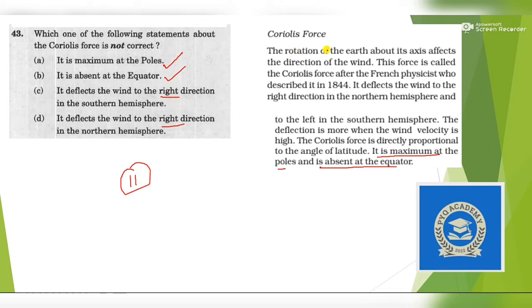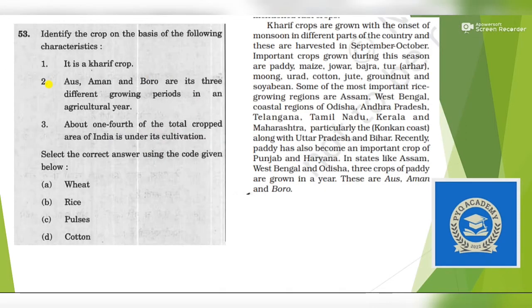So now from here we can see, it deflects the wind to the right direction in the northern hemisphere. So right direction in the northern hemisphere is correct, and the other is wrong. So we get our answer, option C. Okay, next question. Identify the crop on the basis of the following characteristics.